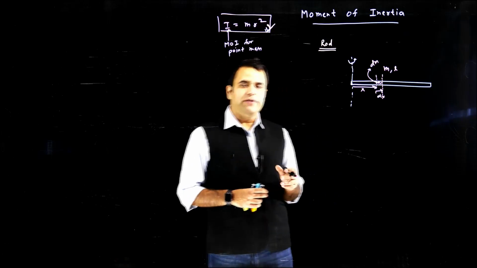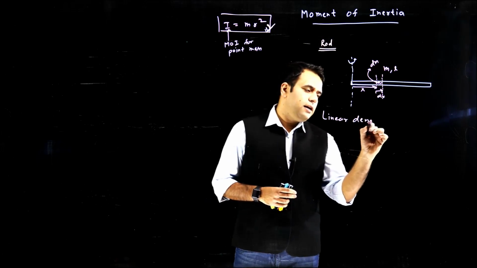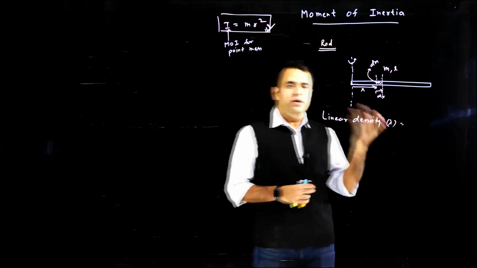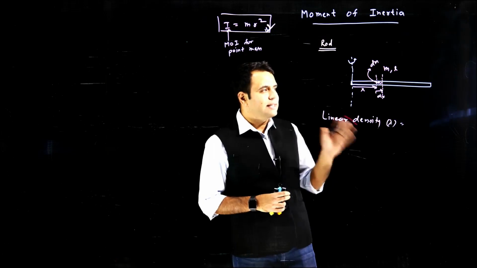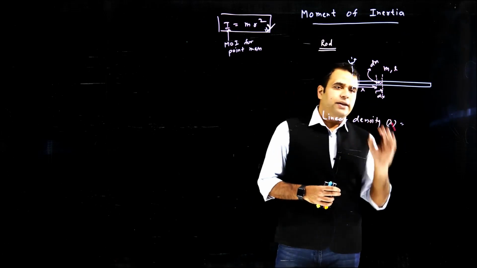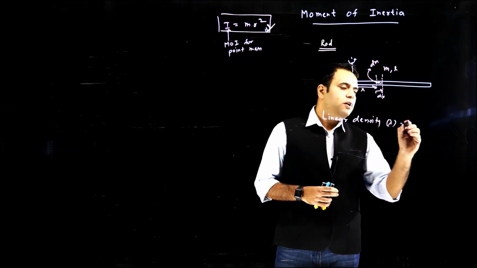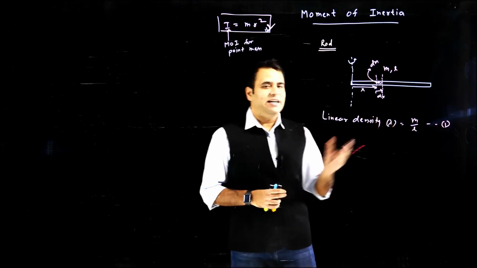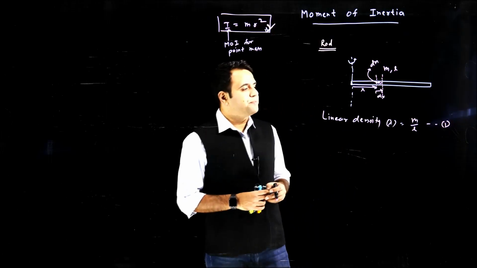For that, we have to define the linear density, lambda. I'm assuming here the linear density to be uniform because nothing is given. If something is given, we have to take that linear density. But since nothing is given, I'm defining the linear density to be uniform. If the linear density is uniform, in that case lambda will be equal to m by L. That is equation 1. Mass divided by length is defined as the linear density.